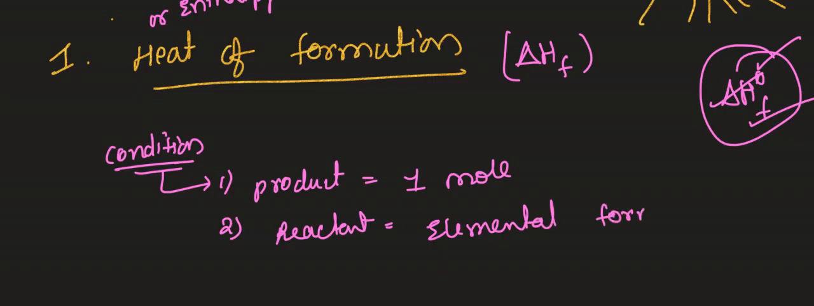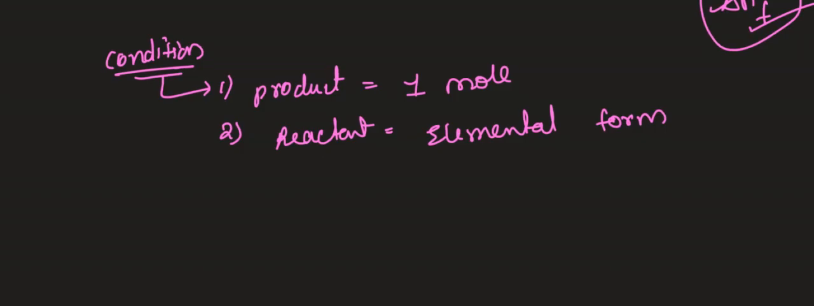What is the meaning of elemental form? What is the elemental form of oxygen? O2. Elemental form of sodium? Na. Elemental form of hydrogen? H2. Elemental form of iodine? I2. Elemental form of nitrogen? N2. If I ask you what is the elemental form of oxygen, O2 or O3? The answer is O2. I hope you understood the meaning of elemental form.